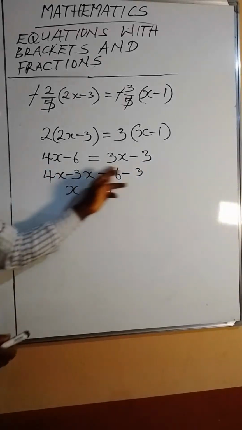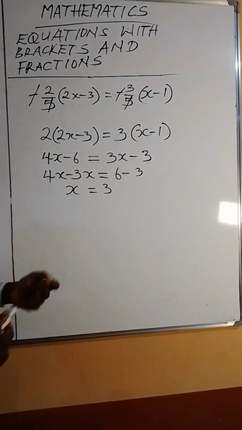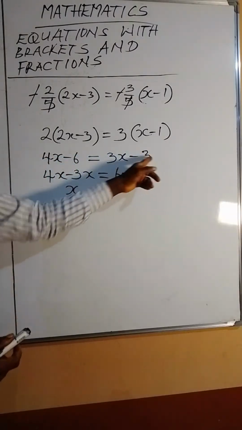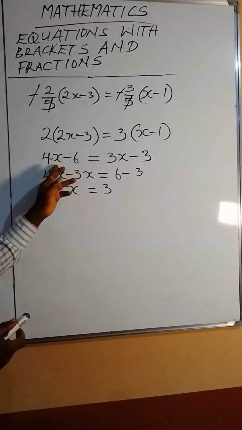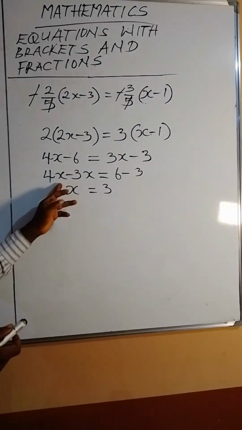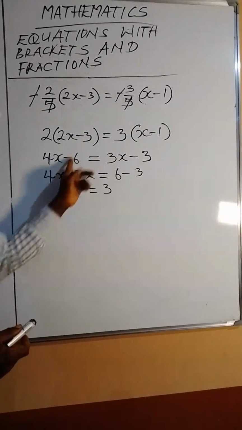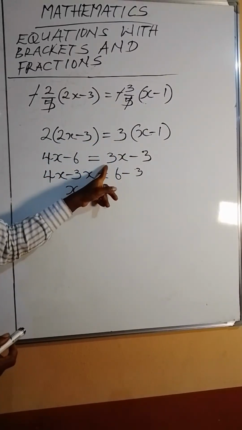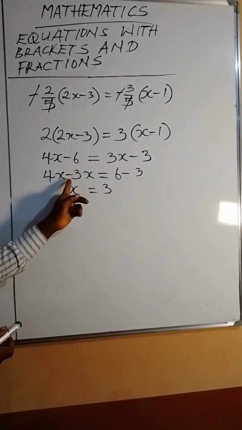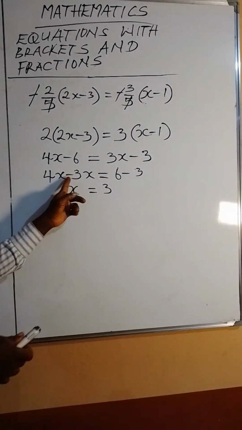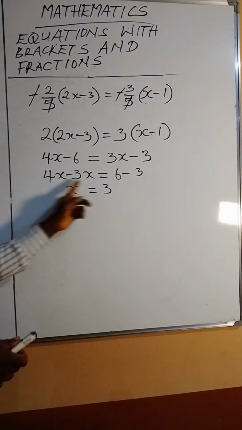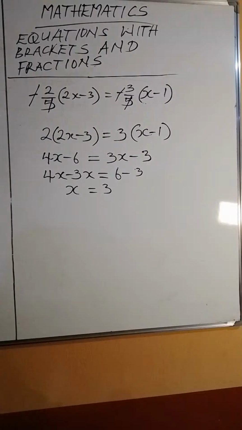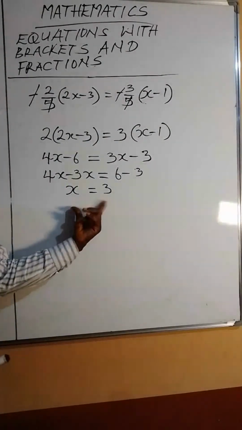Okay, then the next phase here is to collect terms that are similar. You can see that here we have x and x, while here we have numbers. So bring the terms that have x together, then transfer this minus 6 to the other side. When minus 6 crosses, it changes to plus 6. When plus 3x is crossing to the left-hand side, it changes to minus 3x, okay? Then when we take the difference, we get x here, and 6 minus 3 is 3. So that is how to solve this kind of problem.